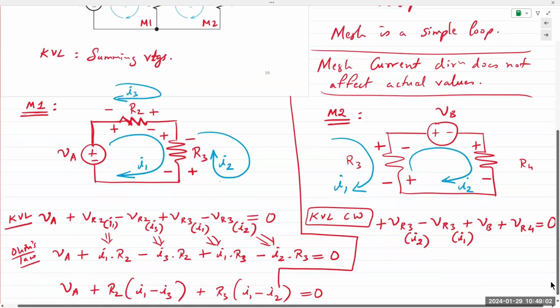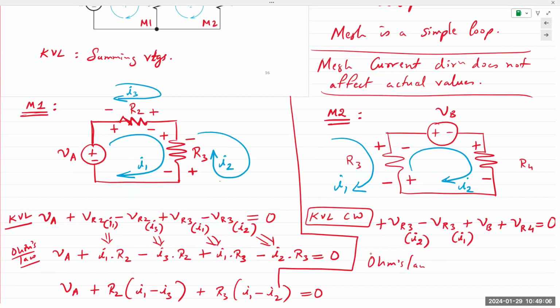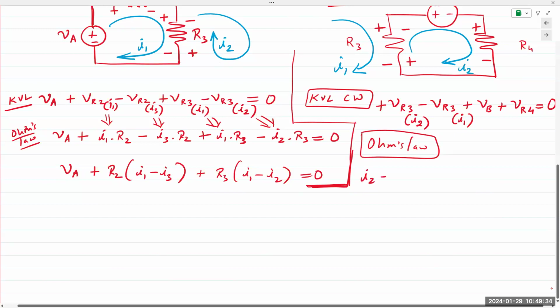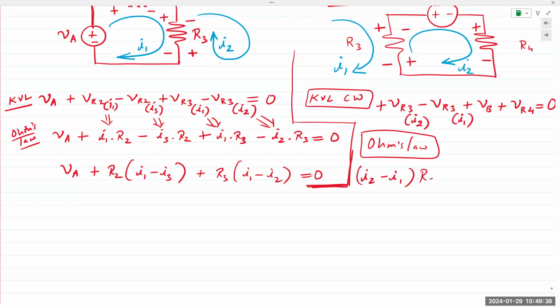And then if I apply Ohm's law, I2 minus I1 times R3 plus VB plus VR4 equals 0. If both my currents were going in the exact same direction, it would be I1 plus I2 and not I1 minus I2 or I2 minus I1. Does everyone see that? Yes.